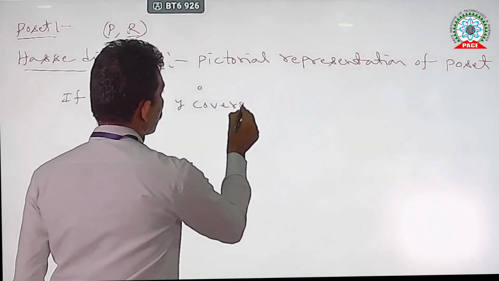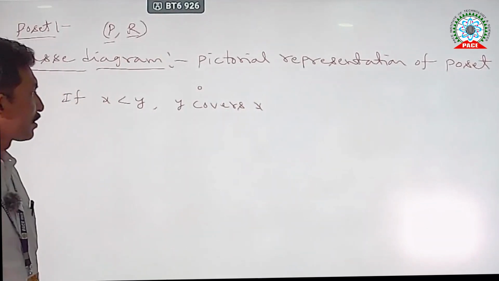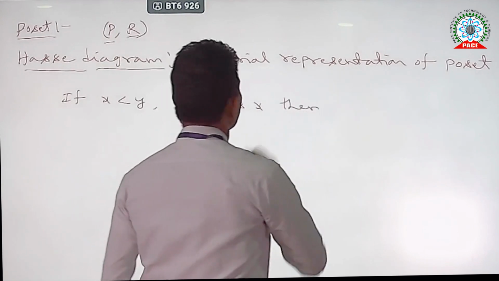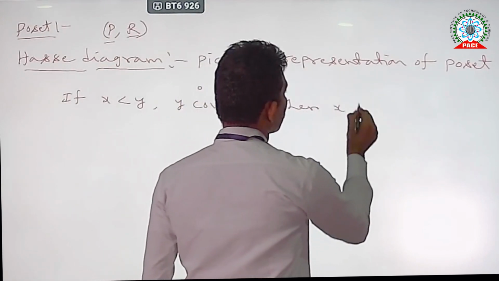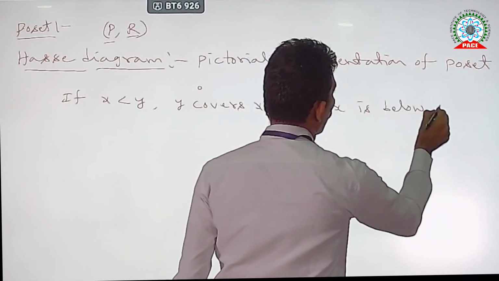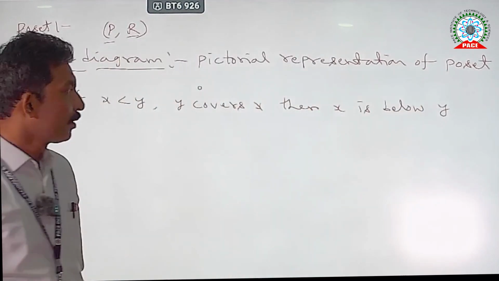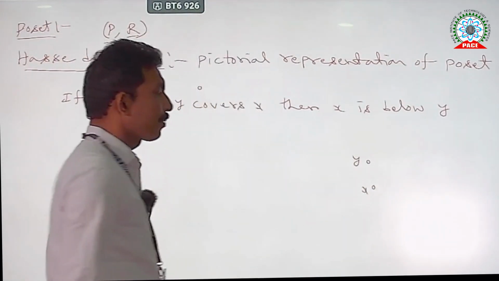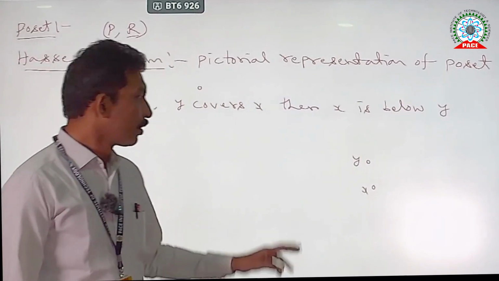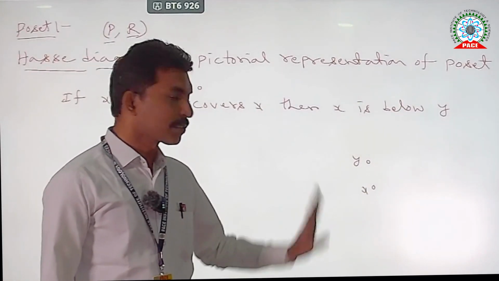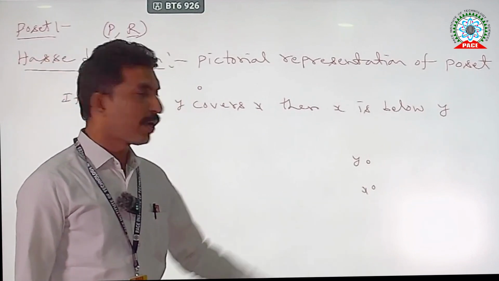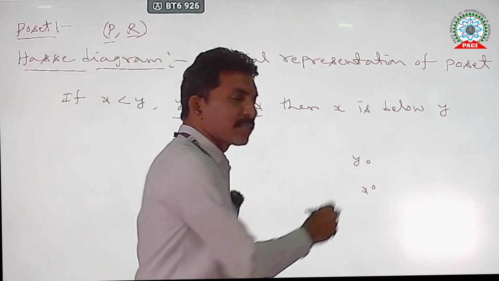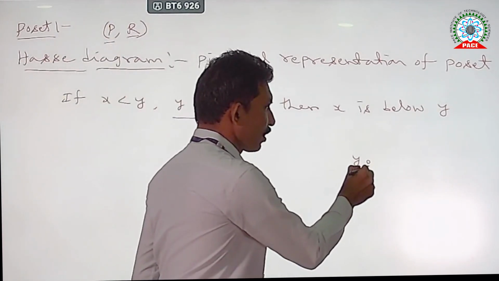And if x is less than y and y covers x, then we write x below y. So we have to represent it like this. So x is drawn below y. And y covers x means y and x are connected by a straight line.